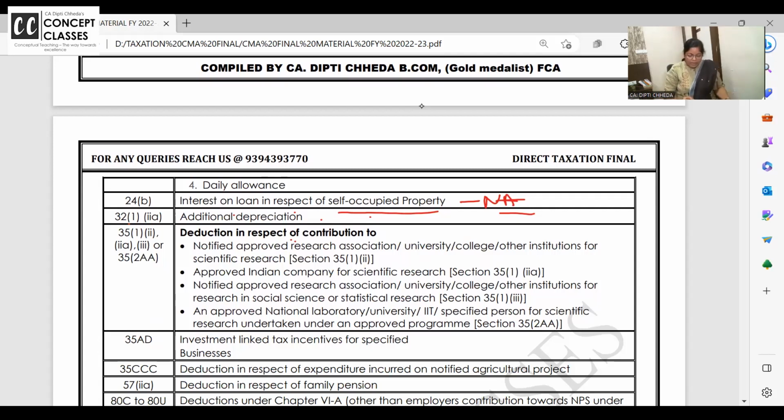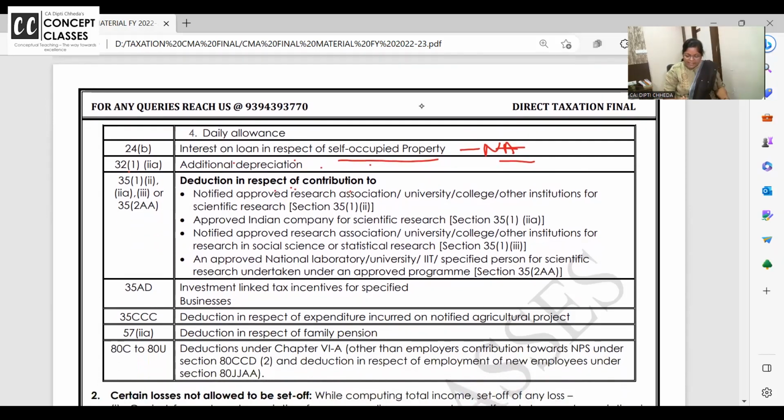Next, deduction in respect of scientific research. You all remember in-house scientific research and universities for statistical research and all. You get a deduction of 100% if you are having your business and doing in-house R&D, or you are having business but you have donated for research and development to national laboratories, universities and colleges, you get deductions. Those deductions are not allowed. Let us read one by one.